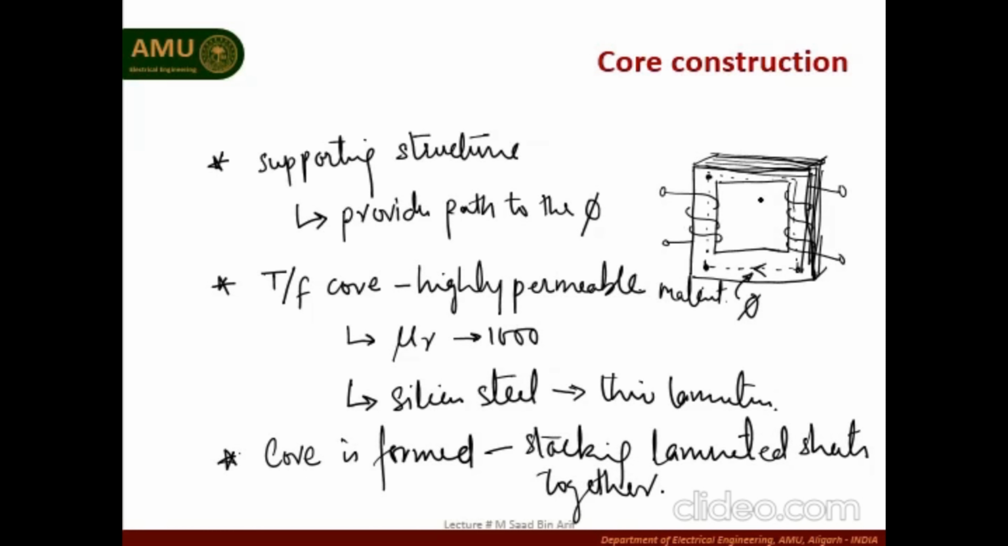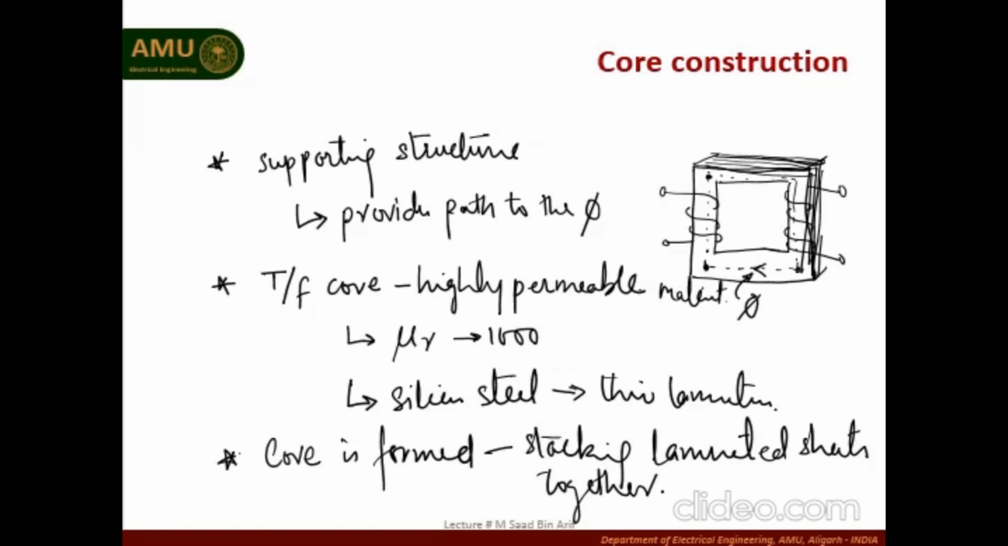So this is how the core of the transformer is made. As far as the material of the core is concerned, we are now very much clear that the material of the core should have high permeability, and the high permeable material is basically silicon steel. These silicon steels are stacked together to form the core of the transformer, and these silicon steels are first laminated in order to reduce the losses in the transformer.